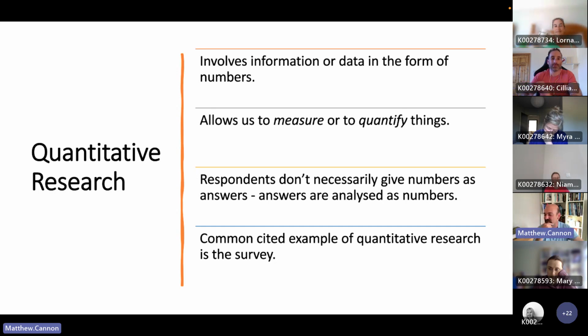The quantitative research piece that I have here is a couple of things to bear in mind. It involves information or data in the form of numbers, obviously. So when you're using quantitative, even if it's something descriptive that somebody is responding, in a quantitative piece of research, you're trying to find a way to summarize that as a numerical concept.